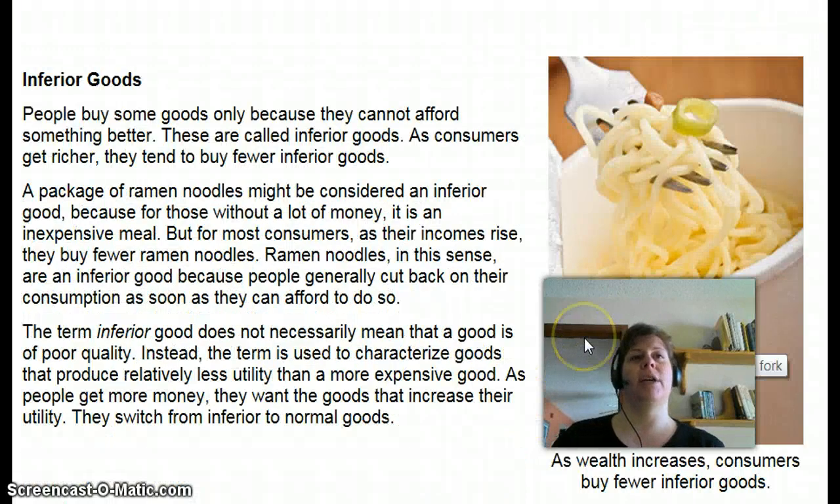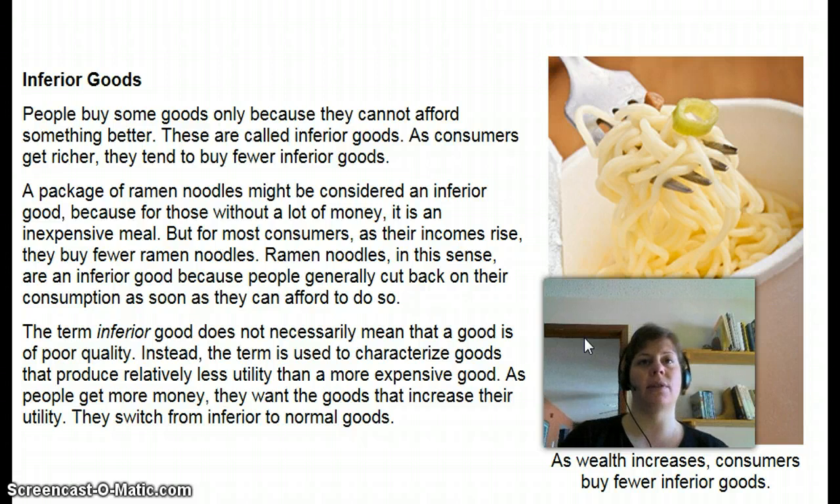Inferior goods. People buy some goods only because they cannot afford something better. These are called inferior goods. As consumers get richer, they tend to buy fewer inferior goods. A package of ramen noodles might be considered an inferior good because for those without a lot of money, it is an inexpensive meal. But for most consumers, as their incomes rise, they buy fewer ramen noodles. Ramen noodles, in this case, are an inferior good because people generally cut back on their consumption as soon as they can afford to do so.